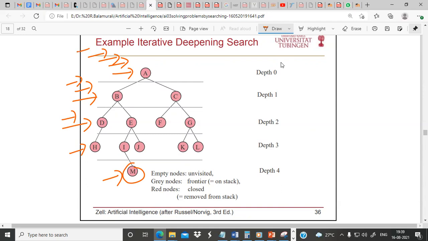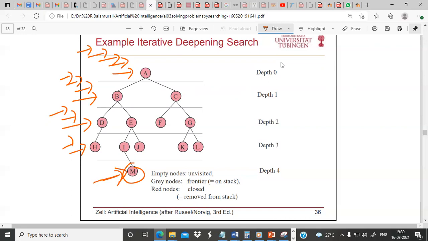So now the root node will be checked for 5 times. The nodes at this level will be checked for 4 times. This is the 4th time. First is during its own level, then during the second, third, like that. And the nodes at this level will be checked for 1 more time, that is the 3rd time. And the nodes at this level will be checked for 1 more time, that is the 2nd time. And the nodes at this level will be checked for 1 time.